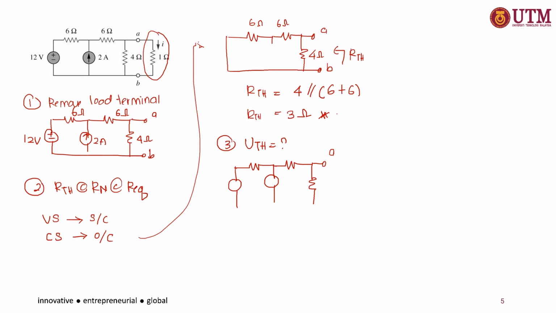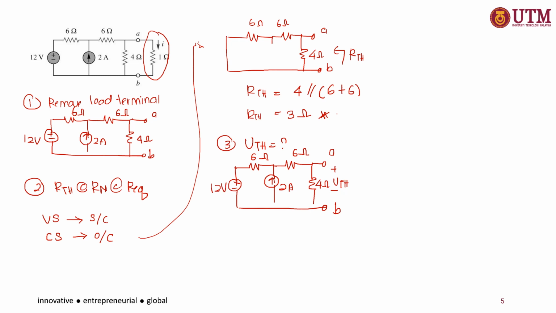Okay, so this is your terminal A, this is your terminal B. So this is the place where we want to find the VTH. So this is your 4 ohm, and then this is your 6 ohm. This is your 6 ohm, 2 ampere, plus minus 12 volt.